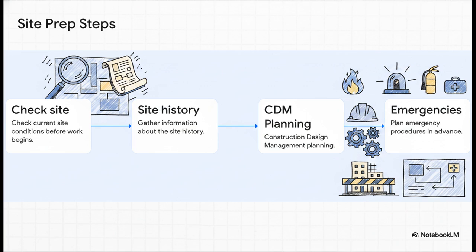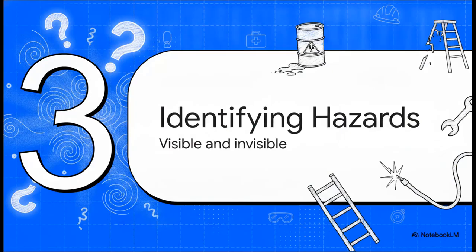And fourth, plan your emergency procedures, because let's be real, you do not want to be figuring out an emergency plan during an actual emergency. You lock that whole shebang down before the contract even starts. All right, Section 3, Identifying Workplace Hazards.